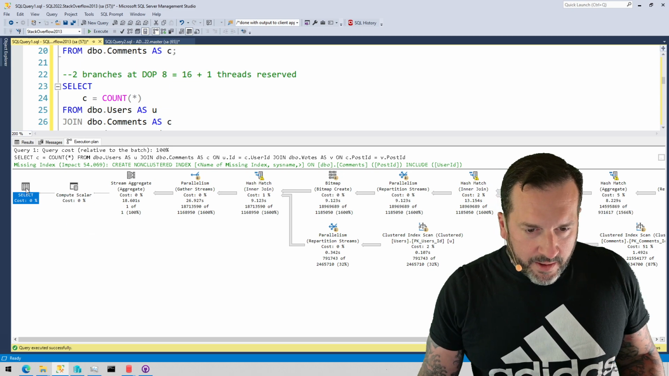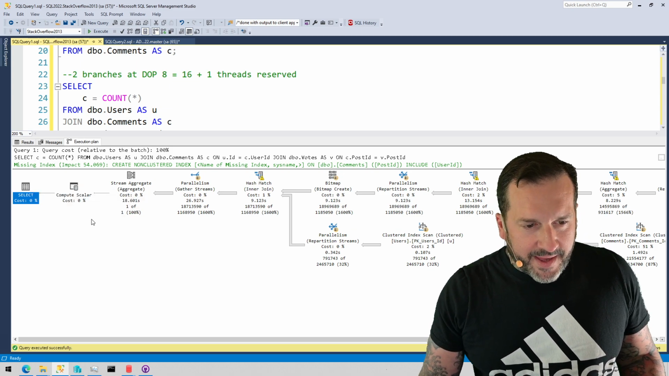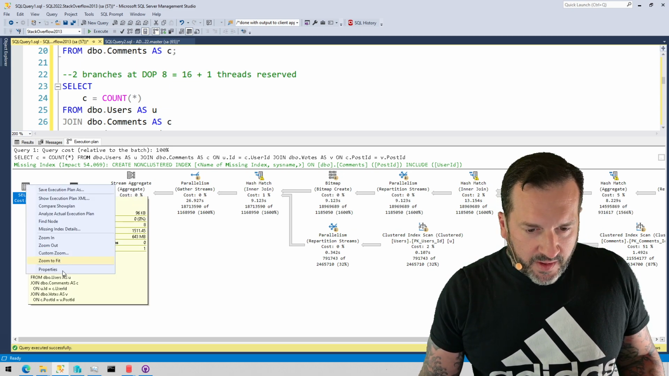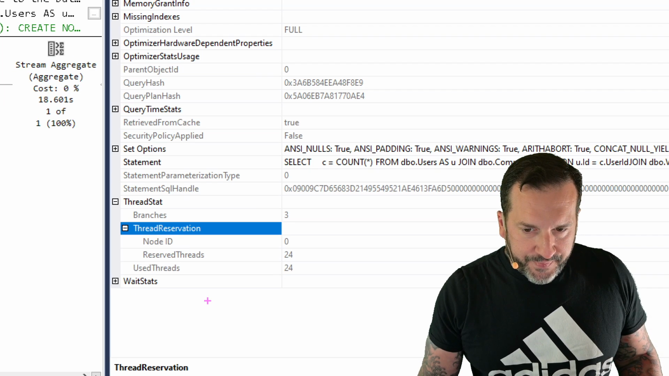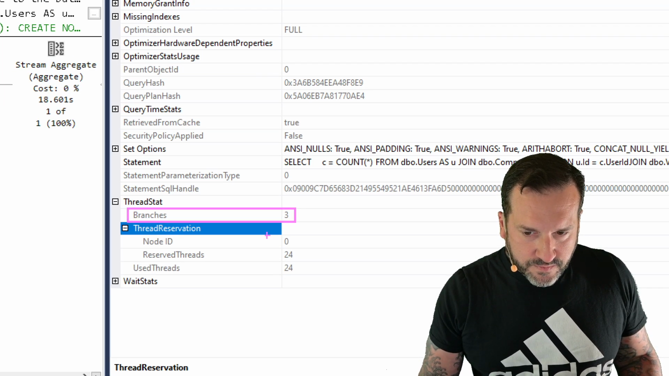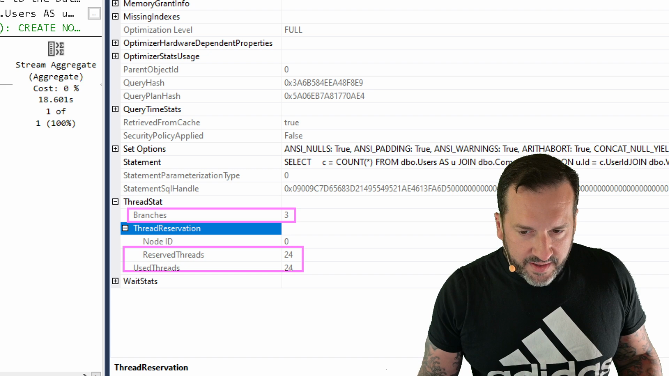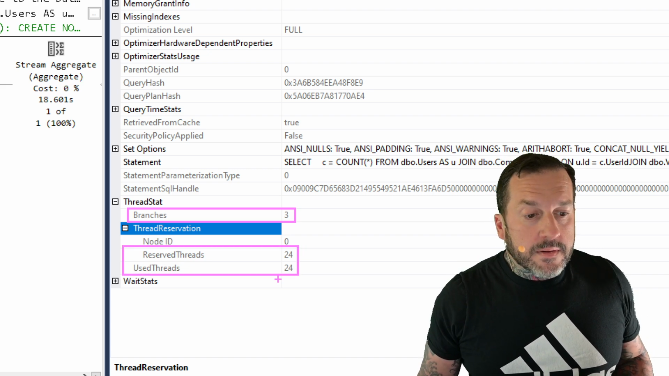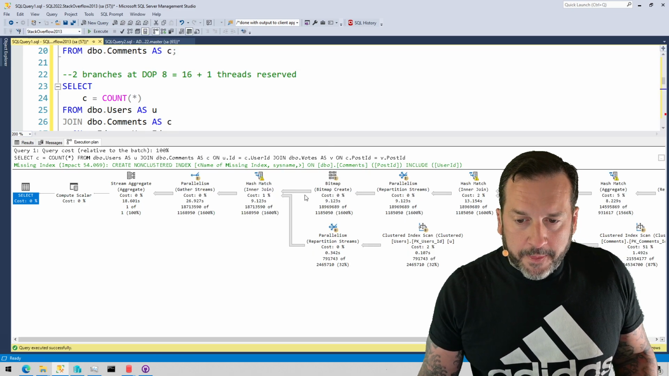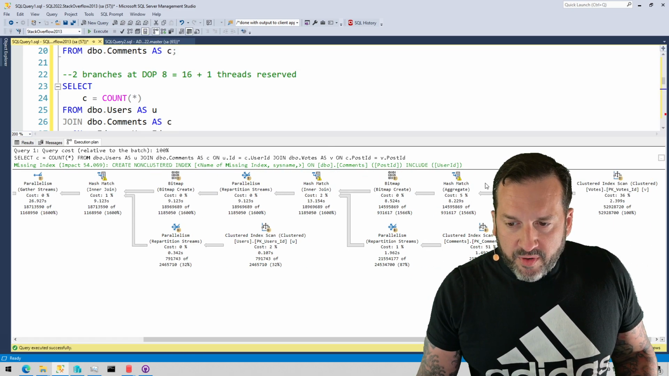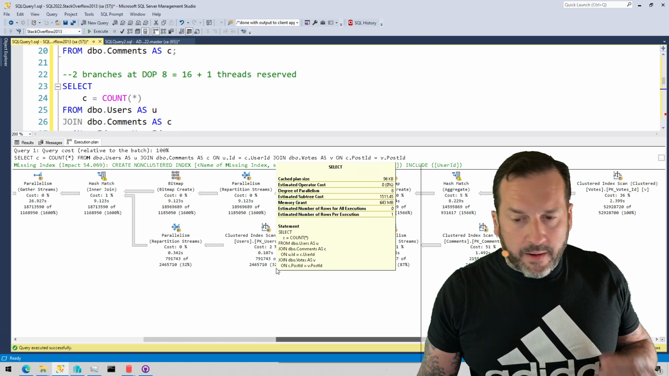But if we look at this query, again, we go to the, oh, hey, thanks, tooltip. Show up whenever you want. If we go to the properties here and we look at the thread stat, now we have a third branch, and we have 24 reserved and used threads. All right, so typically the bigger and the more branches you have in a parallel query.